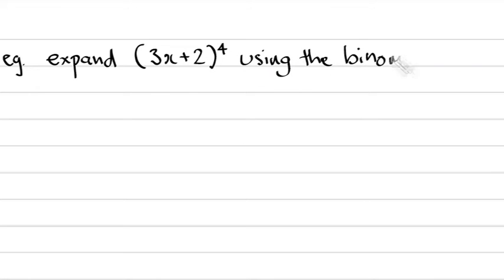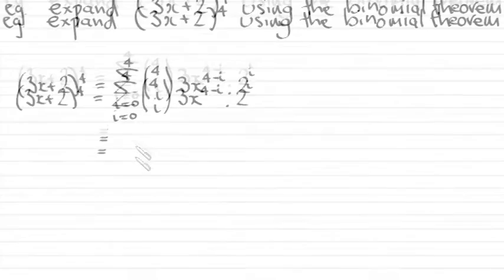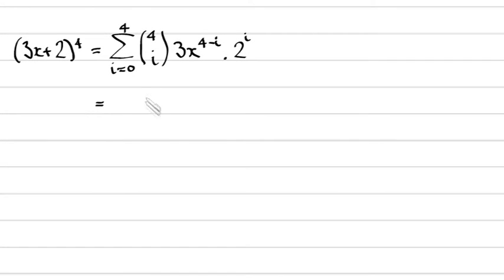Let's look at an example now. Let's expand 3x plus 2 all to the power 4 using the binomial theorem. 3x plus 2 to the 4 we can write as the sum from i equals 0 to 4, because our index there is 4. And we have 4 choose i objects in the sum times 3x to the power 4 minus i times 2 to the power i, whatever i happens to be. And i in this case will range from 0 through to 4.